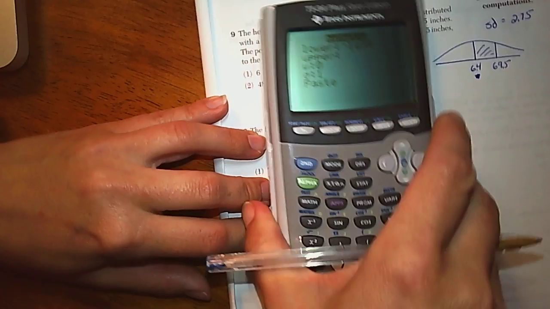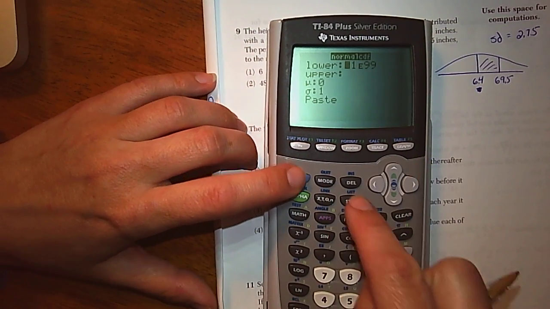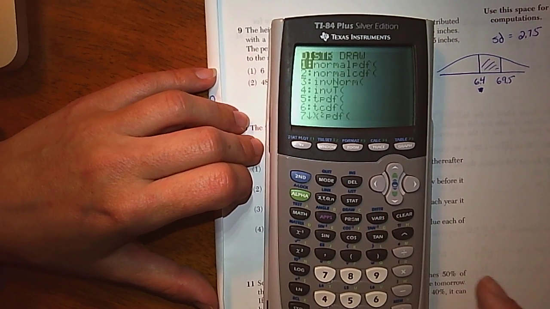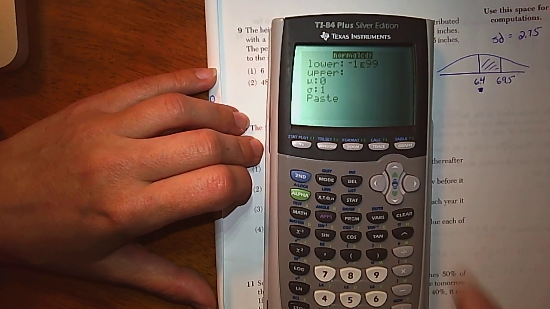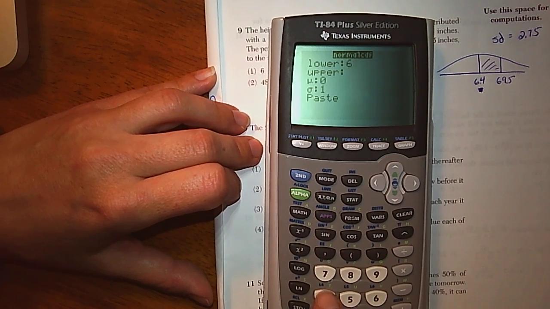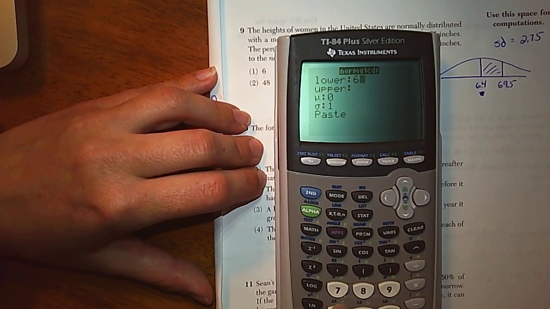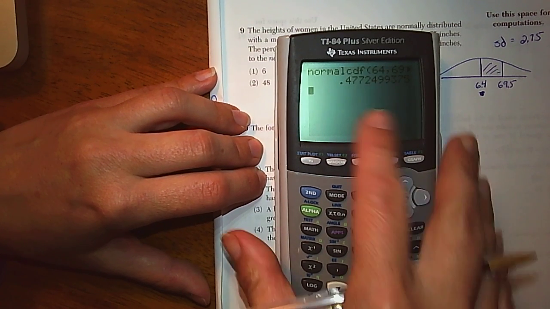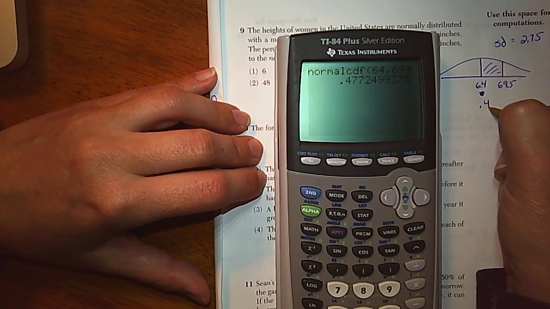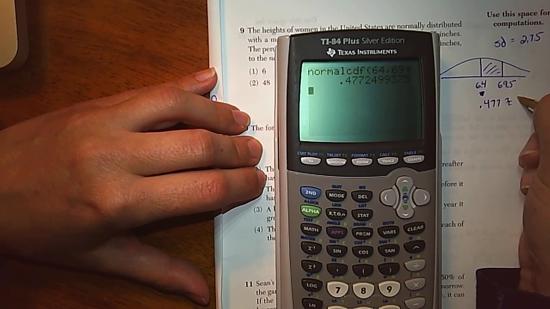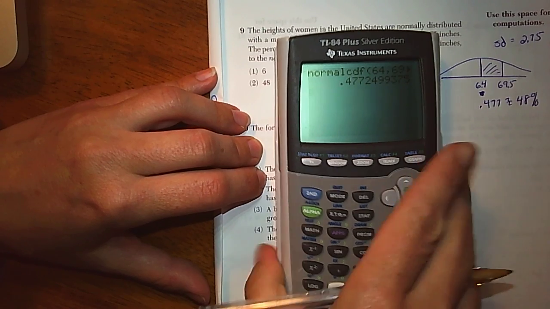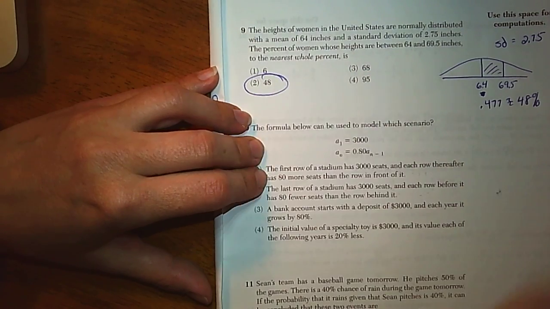So now this is definitely a calculator question. So I go to normal, so let me quit out of that. Go to normal CDF, which is 2. The lower bound is 64. The upper bound is 69.5. The mean is 64, and the standard deviation is 2.75. So this would be 0.477, which is approximately 48%, which would be that choice.